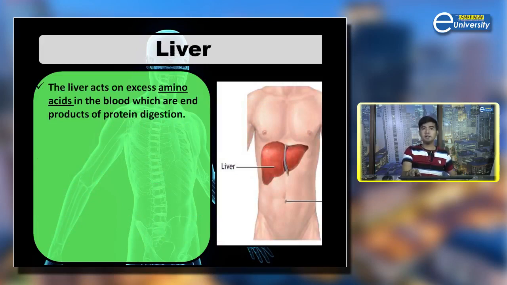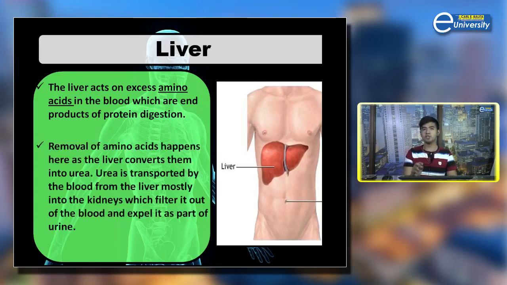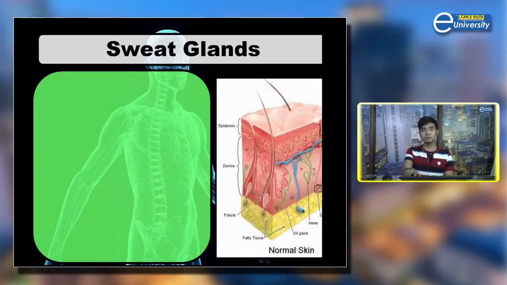Next is the liver. The liver acts on excess amino acids in the blood, which are end products of protein digestion. The removal of amino acids happens here as the liver converts them into urea, and urea is transported by the blood from the liver mostly into the kidneys, which filter it out and expel it as part of urine.